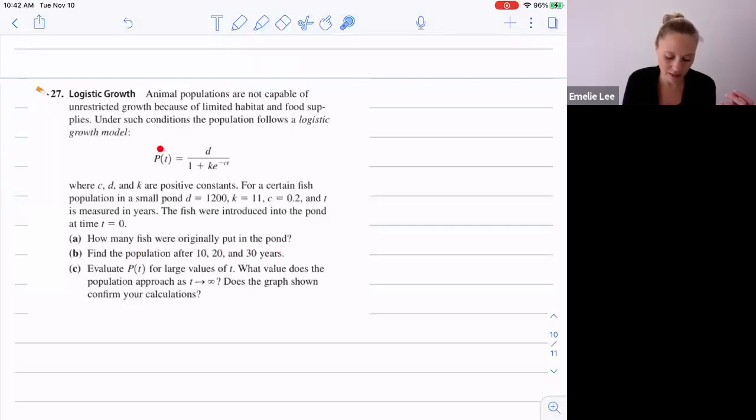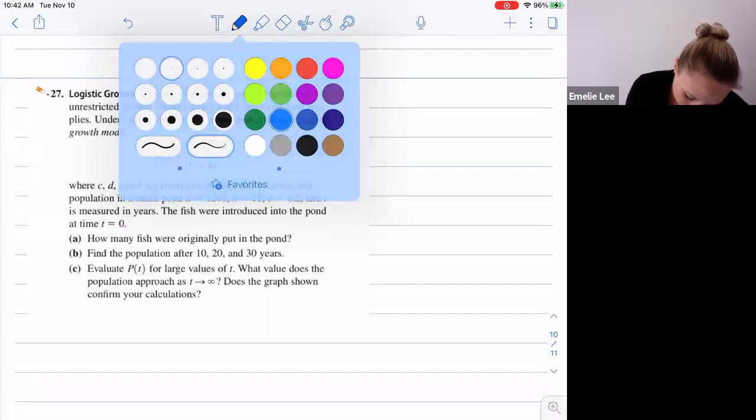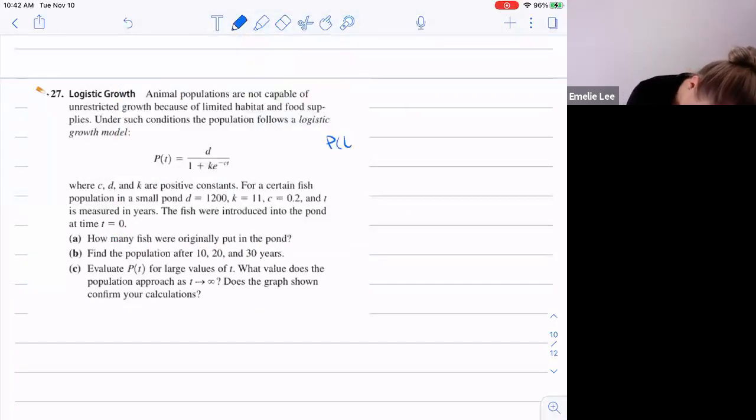So remembering that P(t) is the population size, right? And how many fish were originally put into the pond? Well, the fish were introduced into the pond at time t equals 0. So really what we're finding is P(0). Make a couple of notes here. P(t) is the population size at time t.